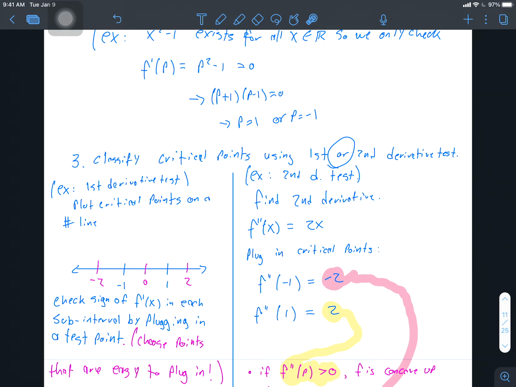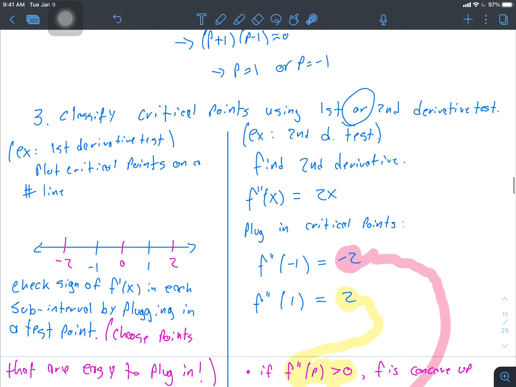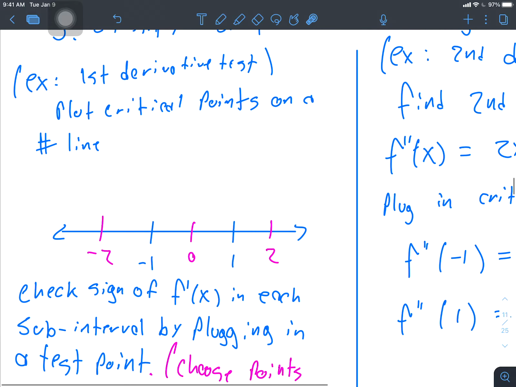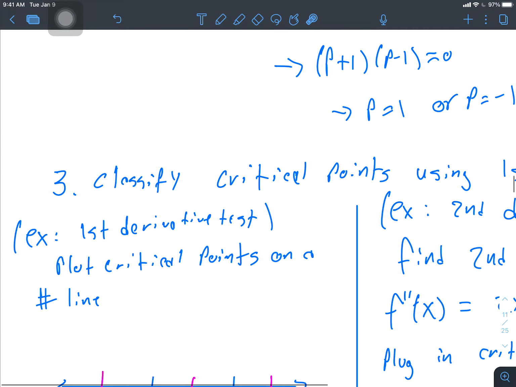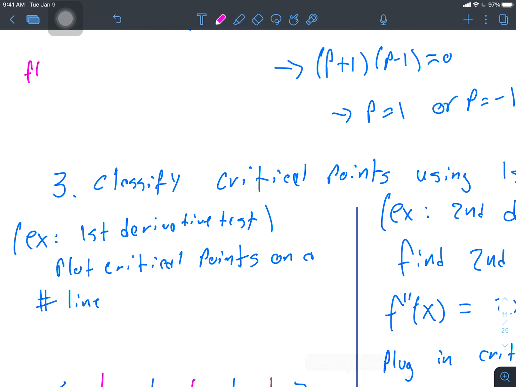Okay, so let's walk through how the first derivative test works. Remember, I have my function f of x equals x cubed over 3 minus x, and its derivative, f prime of x, is x squared minus 1. This should have been a minus here.